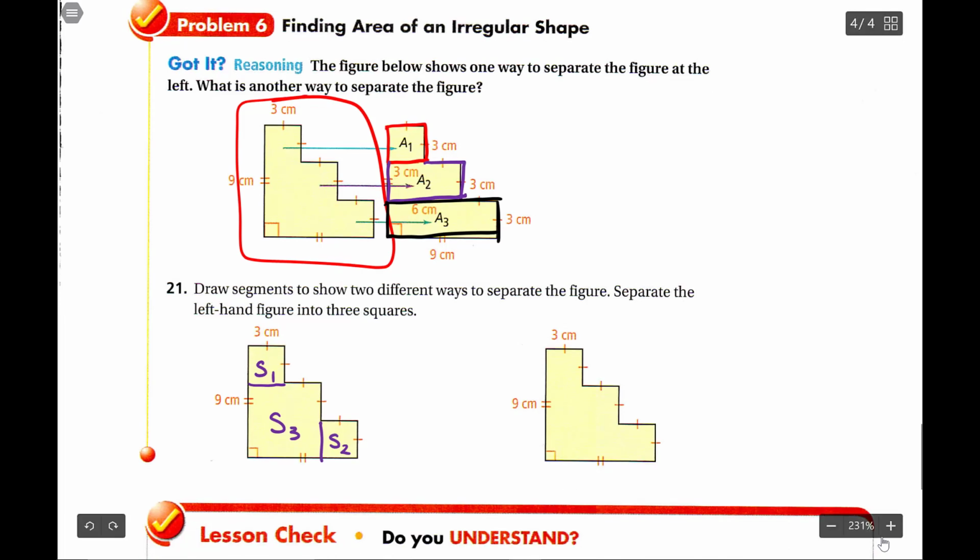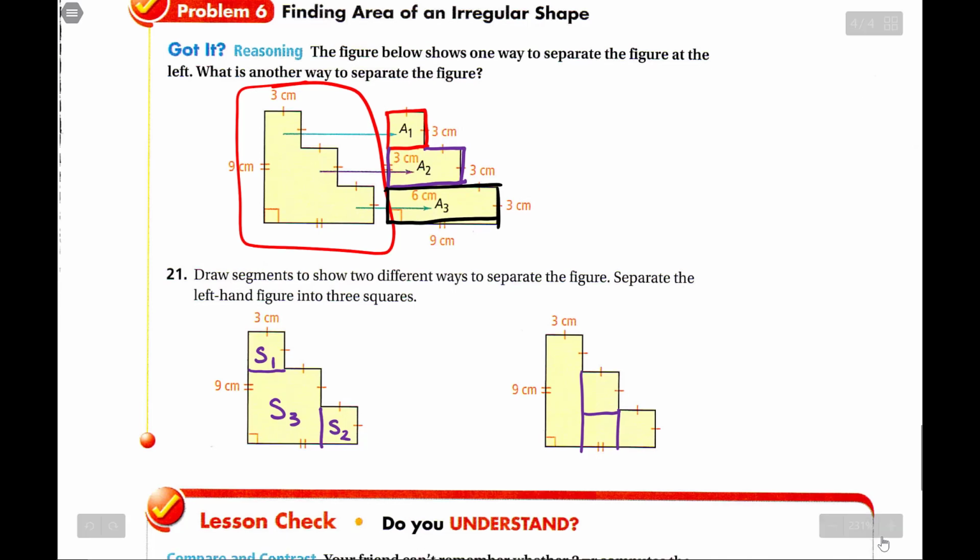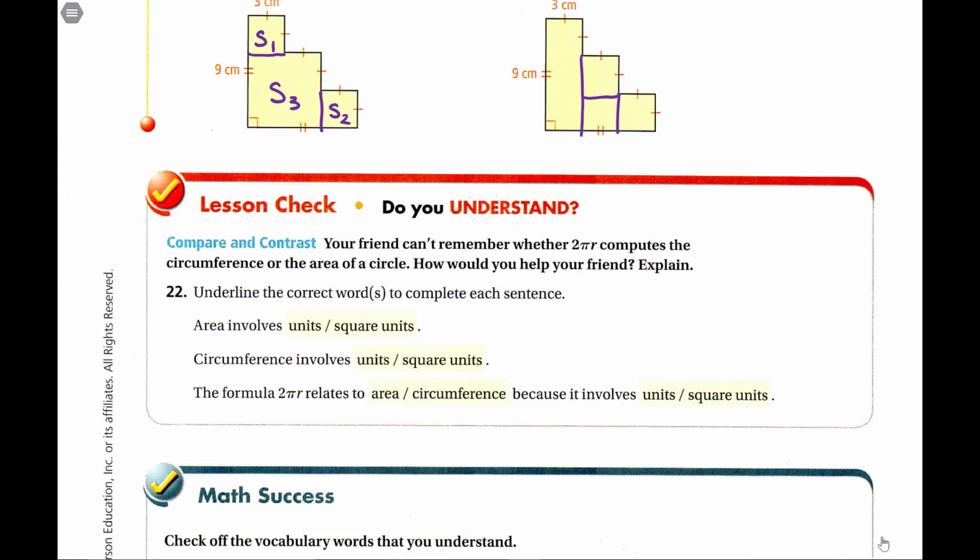Another way that we could have done this was maybe to draw rectangles this way, or we could do a rectangle here, and a square. We could do 3 squares and a rectangle. There's multiple ways you can do these, just as long as it's some way that you split it up where you can calculate individual areas of the individual shapes. Then you can actually add them together to come up with the area of the irregular shape.